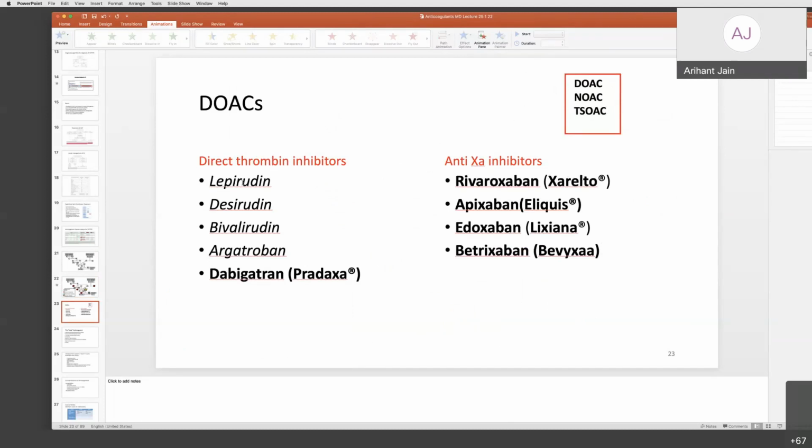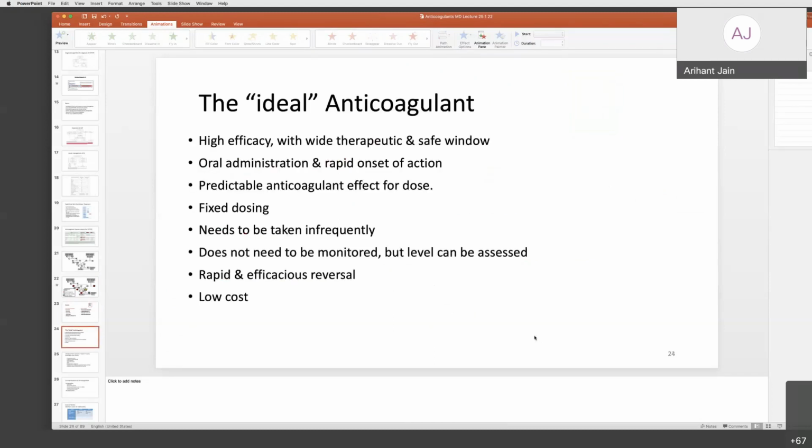Among the DTIs, these are the ones which are used by the parenteral route, typically in cardiothoracic interventions and surgeries, like lepirudin, desirudin, bivalirudin, and argatroban, and they are also used in HIT, whereas dabigatran is used as an oral agent in DVT and VTE. So an ideal anticoagulant should be low cost, fixed dosing, there should be a rapid onset of action, and there should be a high efficacy with a safe therapeutic window with very little risk of bleeding.